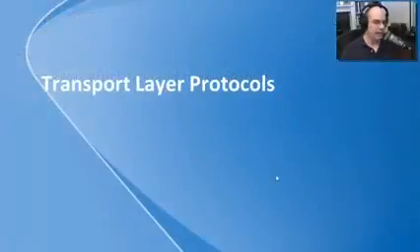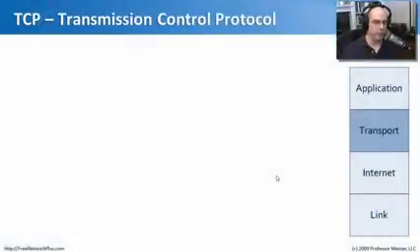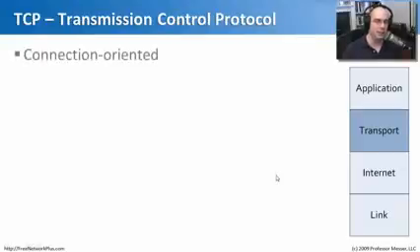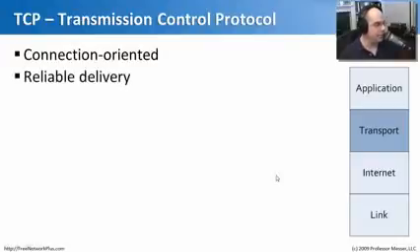Let's move up the stack a bit and start looking at transport layer protocols. The one I'd like to start with is one called the Transmission Control Protocol, or TCP. This is the TCP in TCP/IP. This is a pretty popular protocol, primarily because it is what we call connection-oriented. It sets up a connection between two devices, and it confirms that data can be sent in both directions. We call that a reliable delivery of that particular protocol.